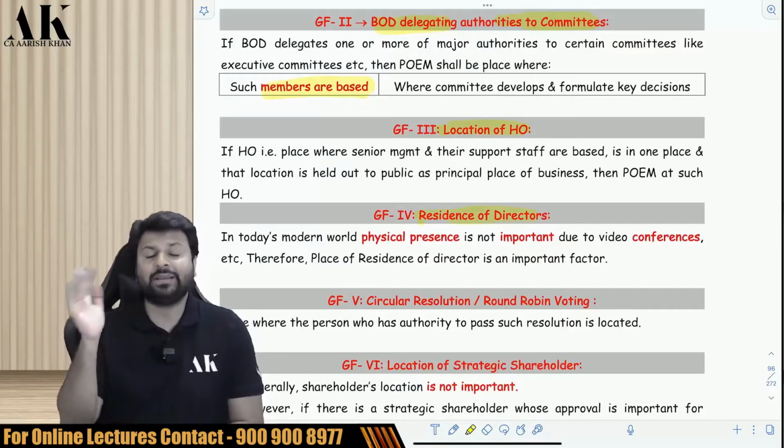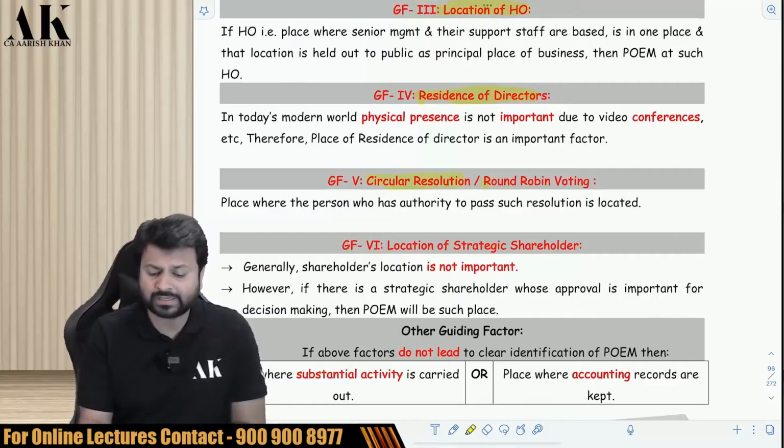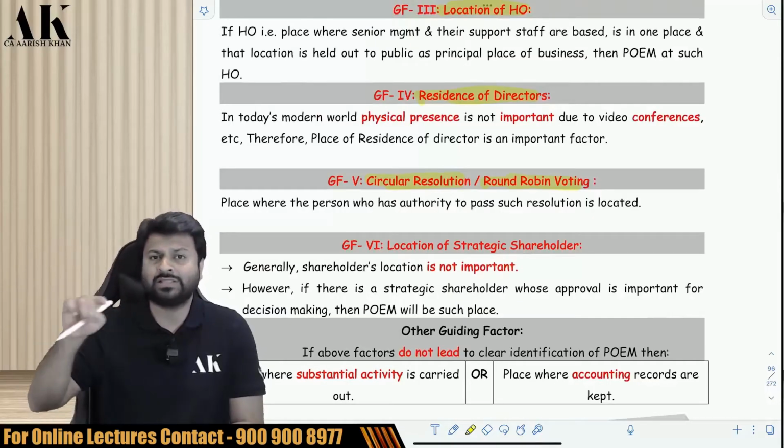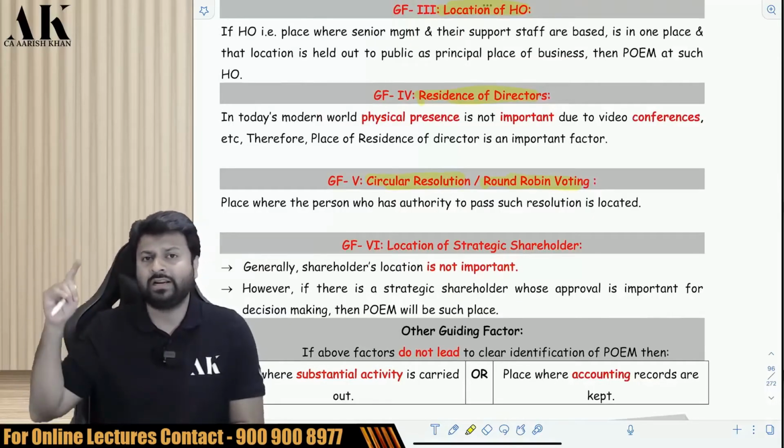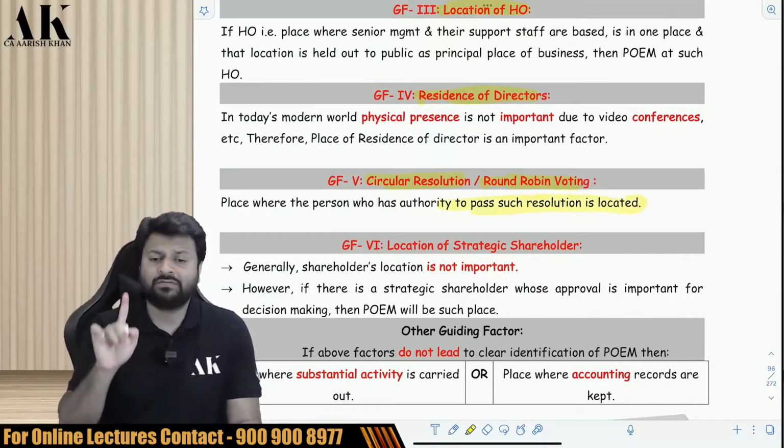Directors' residence can be considered to be a place of effective management. A person who has the authority to pass a circular resolution under Companies Act section 175 or round robin voting under section 175 of the Companies Act, that can be considered as what? As a place of effective management.